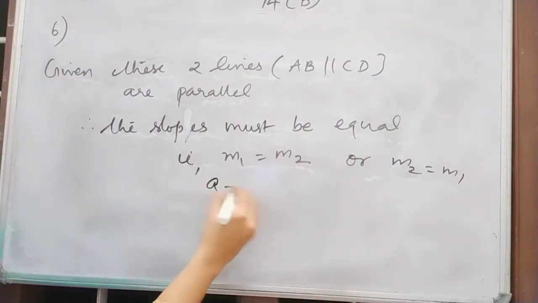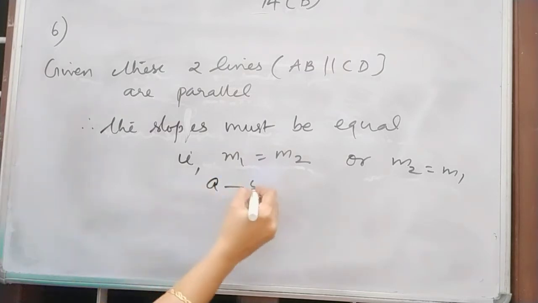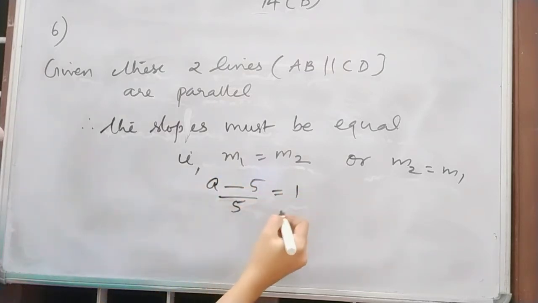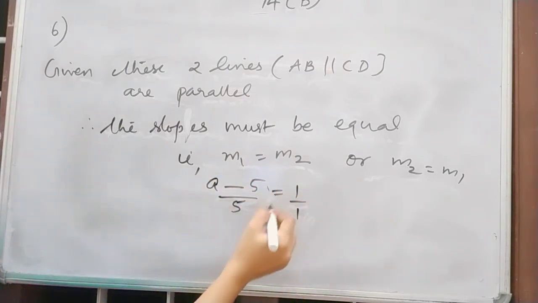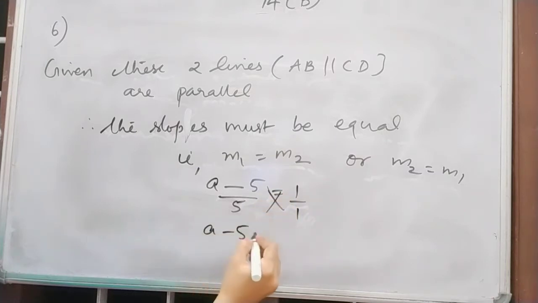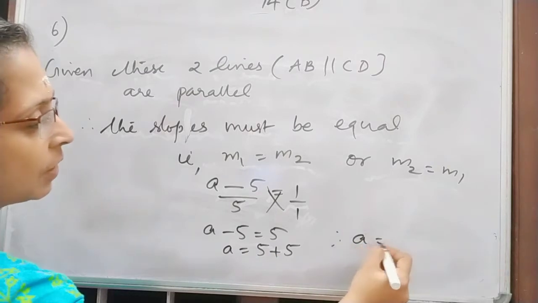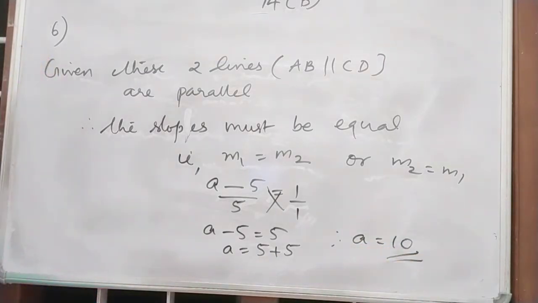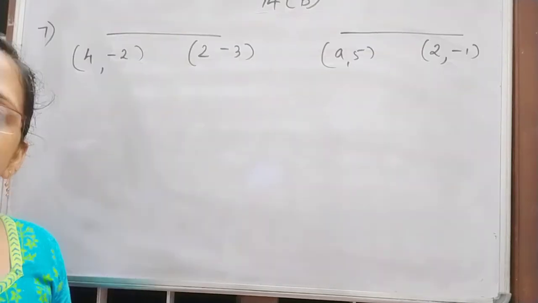That is (a minus 5) divided by 5 is equal to 1. 1 can be written as 1 by 1. Then cross multiply. So a minus 5 is equal to 5. That is a is equal to 5 plus 5. Therefore a is equal to 5 plus 5, which is 10. We have to find the value of a. Okay. Then question number 7.